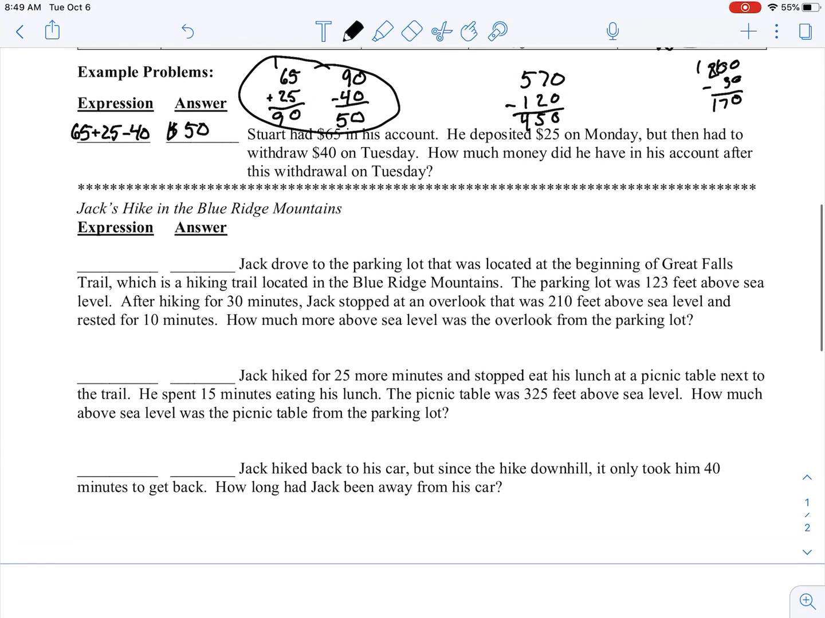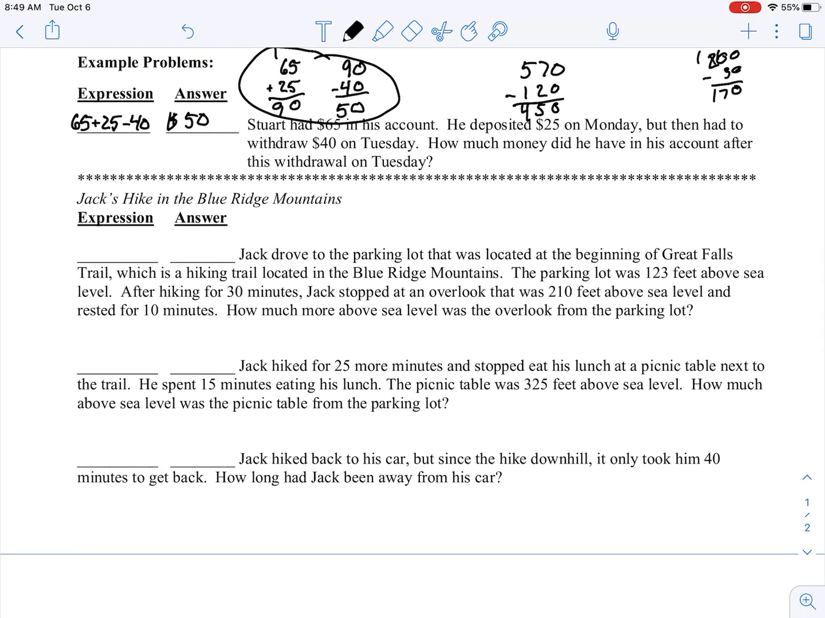Just a couple more examples with stuff like this. So Jack drove to the parking lot that was located at the beginning of Great Falls Trail, which is a hiking trail in the Blue Ridge Mountains. So the parking lot was 123 feet above sea level, and that's a positive number because above sea level. After hiking for 30 minutes, Jack stopped at an overlook that was 210 feet above sea level and rested for 10 minutes. Okay, so we shouldn't start with that number then.